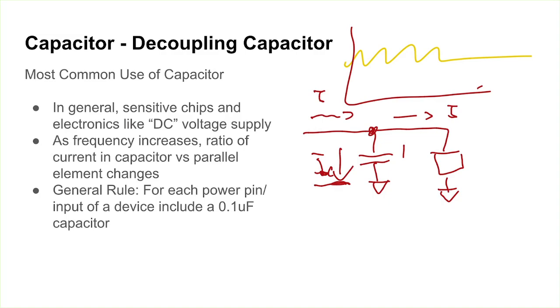So the general rule, the takeaway here, is that for every single power pin on a sensitive electronic device, a chip, add a 0.1 microfarad capacitor. And the value doesn't really matter, it's just a rule of thumb. But it's good to know what the capacitor is essentially doing here: it's taking the high frequency current and voltage and putting it to ground and allowing the DC voltage and current to go into our sensitive electronics.